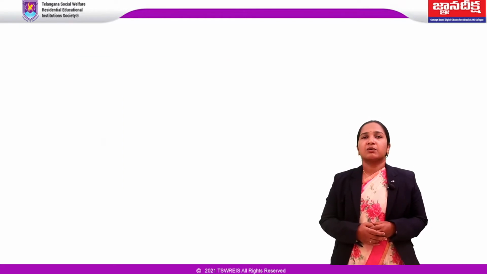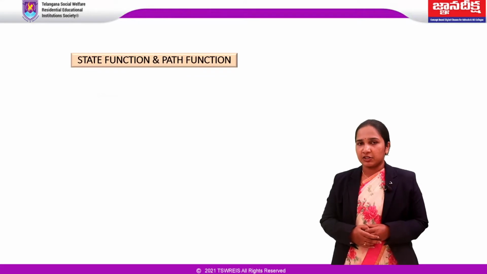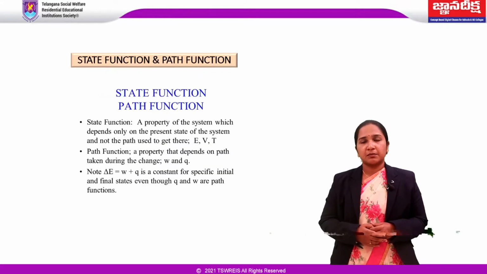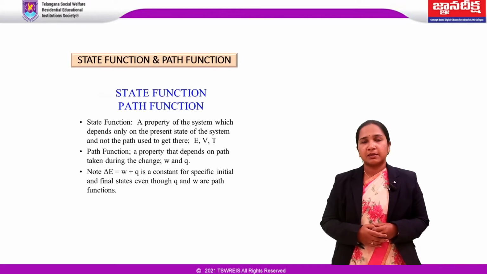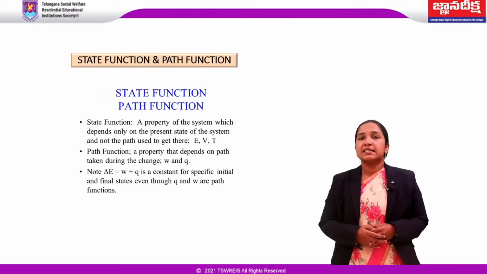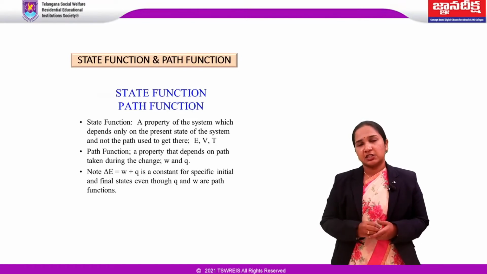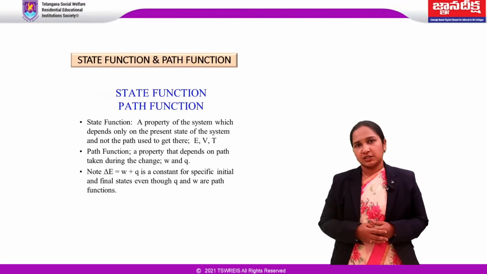So let's study about state function and path function. Property of a system which depends mostly on the present state of the system but not on the path is called a state function. The property of a system which depends only on the path during the change is called a path function.